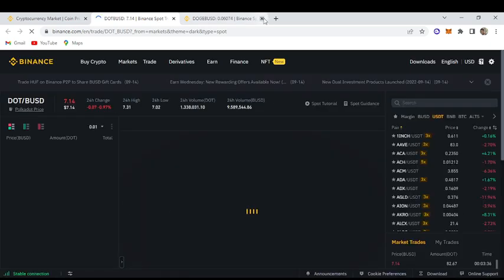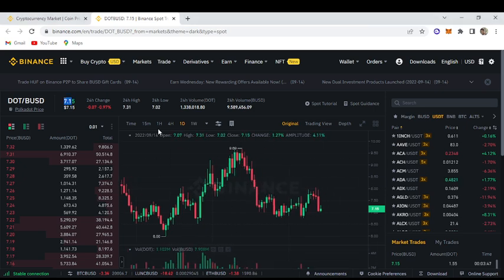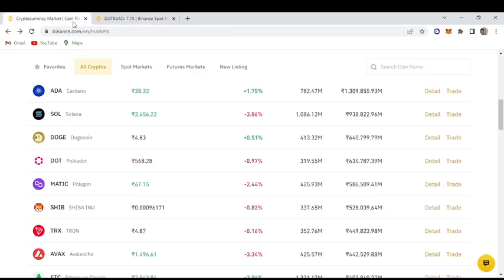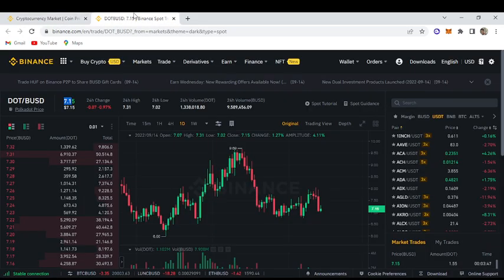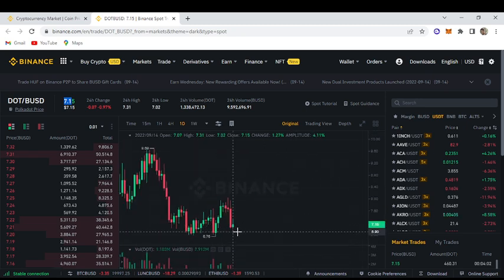Then we see Polkadot. Polkadot is also a very good project for the long term. Currently sitting at $7.15, and the 24-hour change is around -1%. You can see that it has a very good support level around $6.90, and we can really see a good pump from this position.